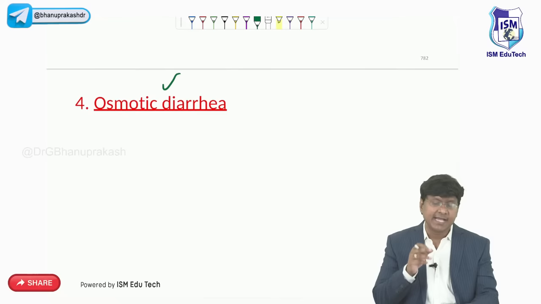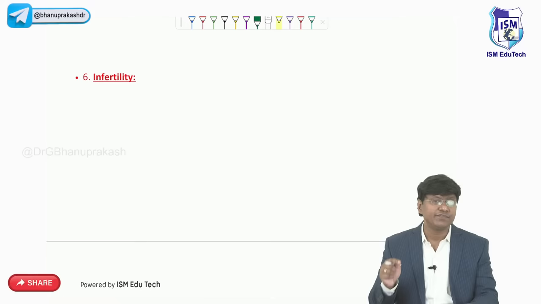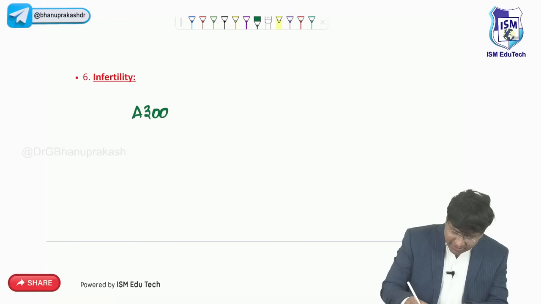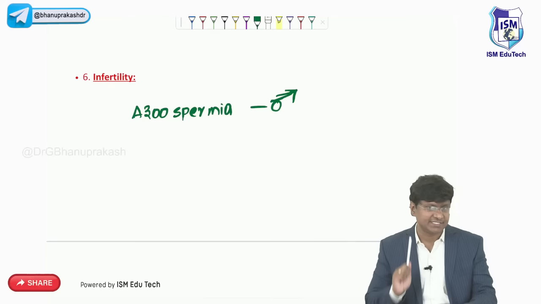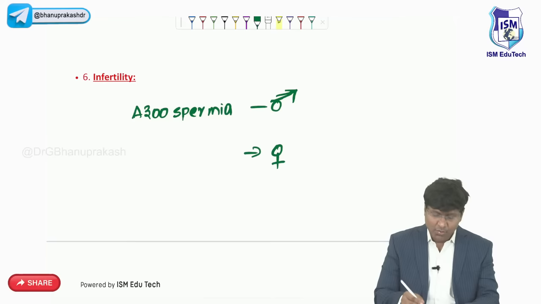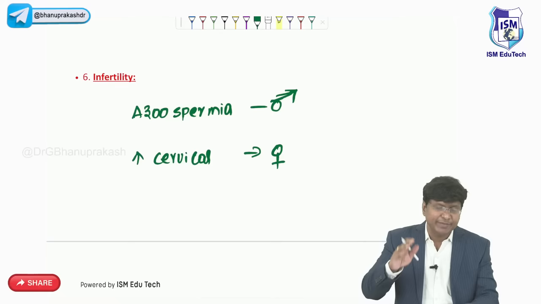And these individuals also develop infertility. So what is the cause of infertility in males? The cause of infertility in males will be azoospermia. But why is that azoospermia? The reason for azoospermia in males is agenesis of the vas deferens. Whereas even in females, there can be infertility. Why is that infertility in females? That is due to increase in the cervical mucus thickness. Once there is increase in cervical mucus thickness, the swimming of the sperms up to the fallopian tube cannot occur.